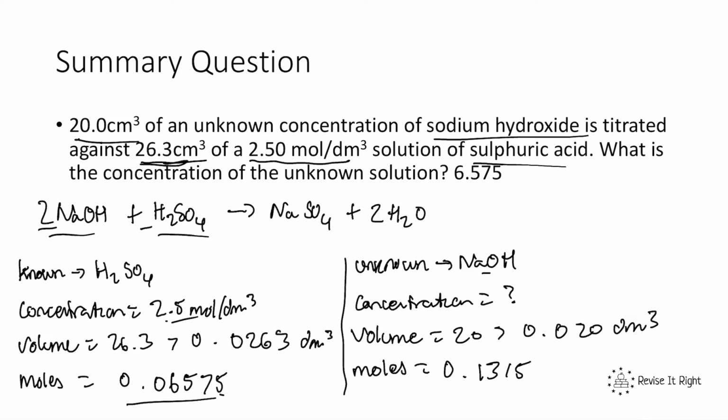We can then use the equation concentration is moles over volume to get our concentration. So moles 0.1315 divided by our volume, which is 0.020. You pop that into a calculator and you're going to get 6.575 moles per decimeters cubed, and that should have been your answer for this question here.